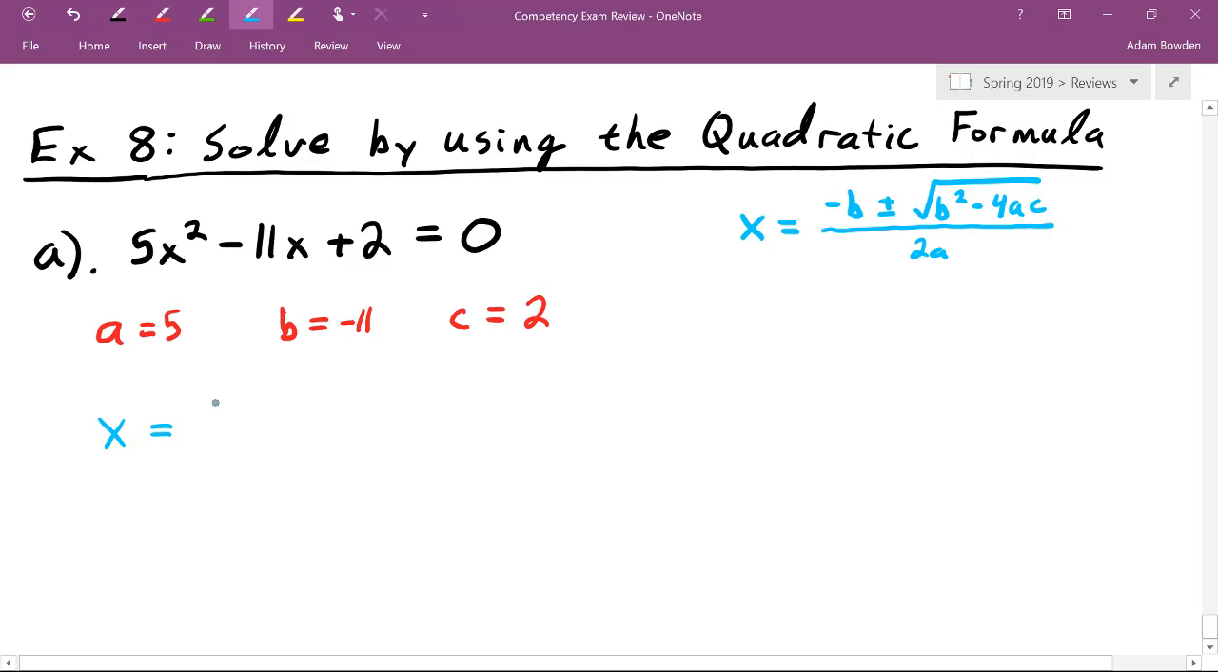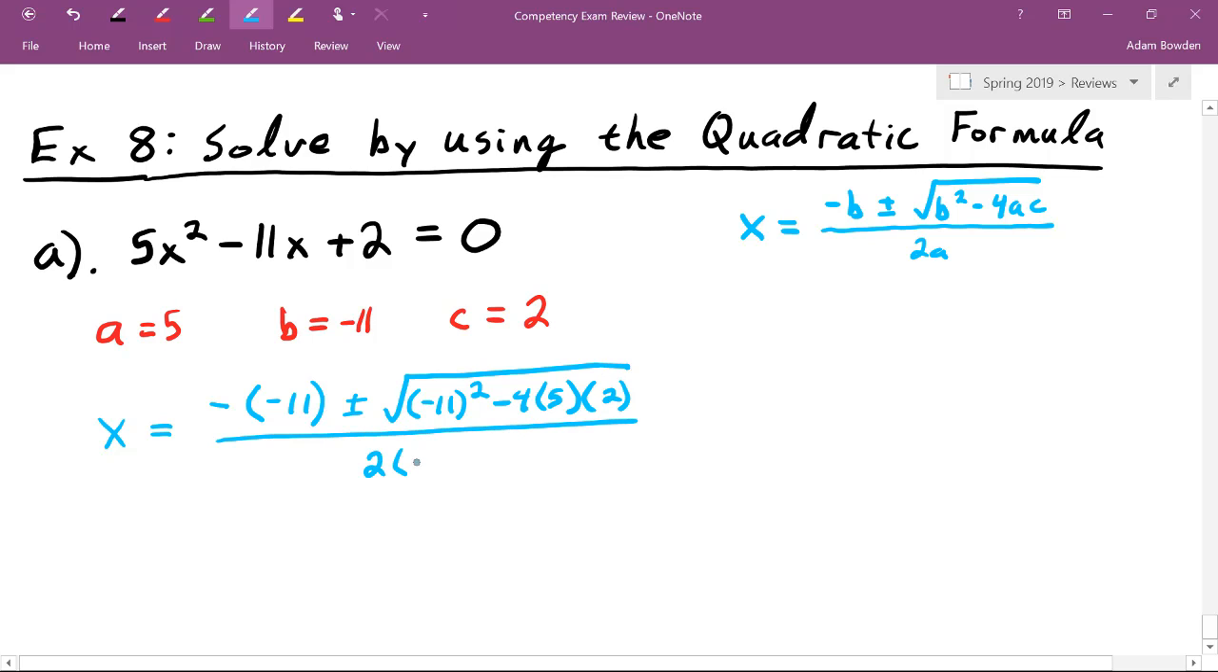X will be equal to negative b. Negative b looks like negative 11. So we have to put the negative there in addition to the negative that we bring down with our number 11. Plus or minus the square root, negative 11 squared, minus 4 times a times c, all over 2a. So that's how it's going to look after putting the numbers in for a, b, and c.